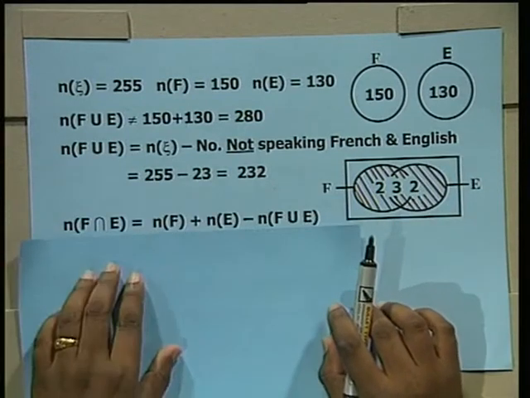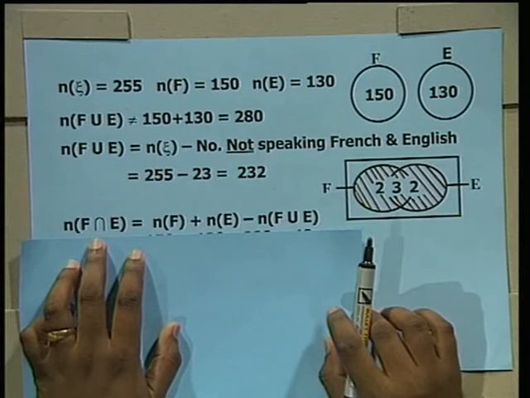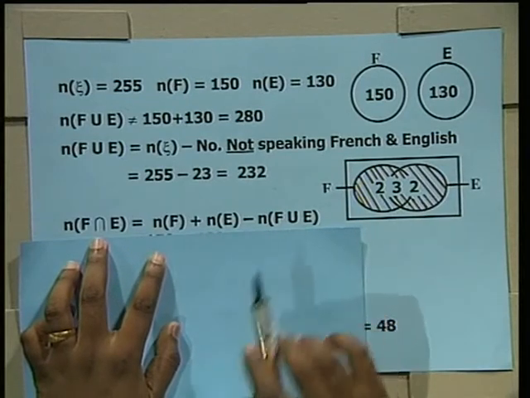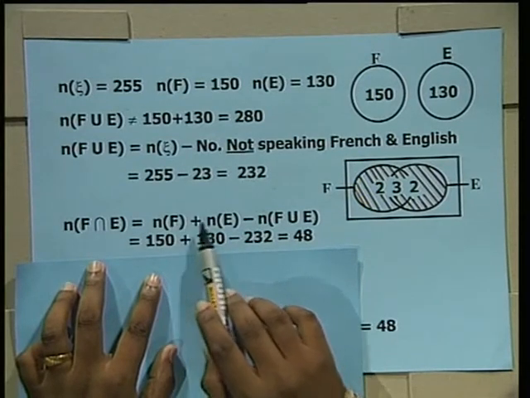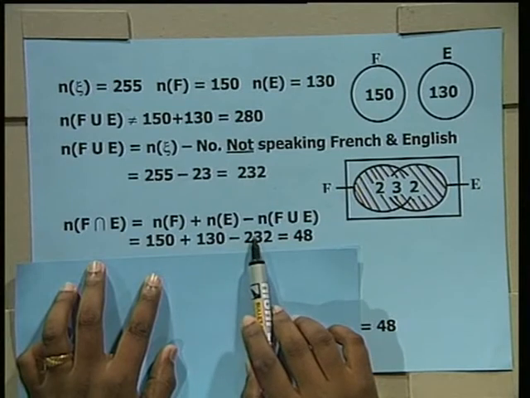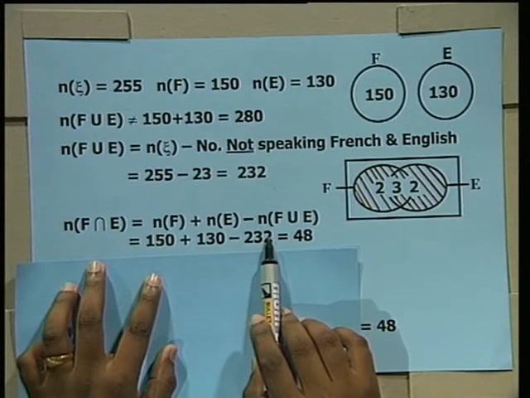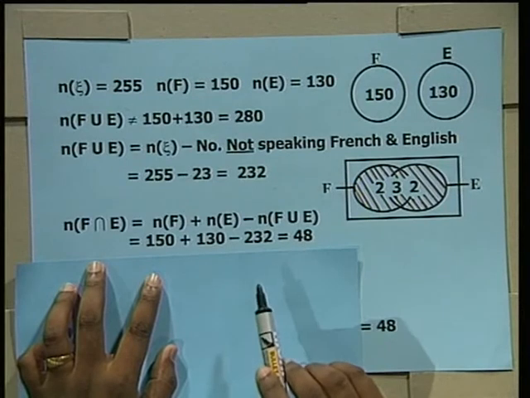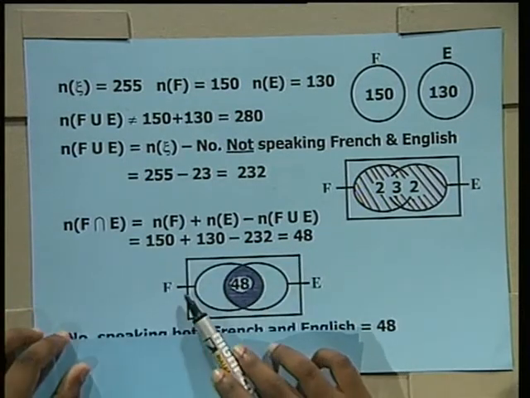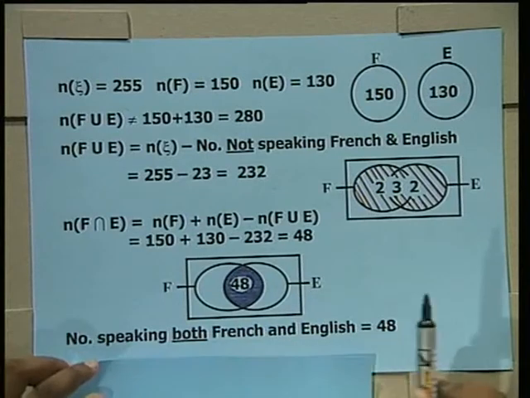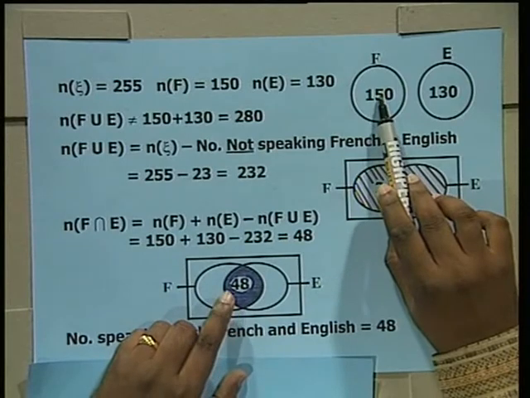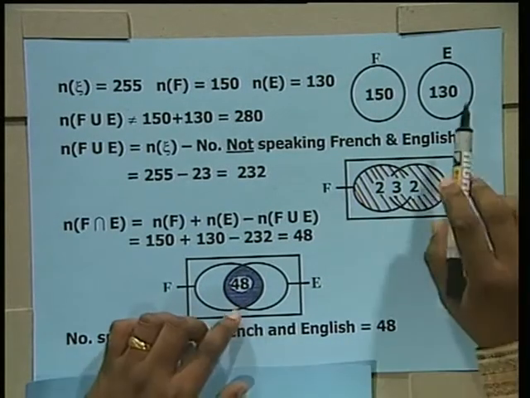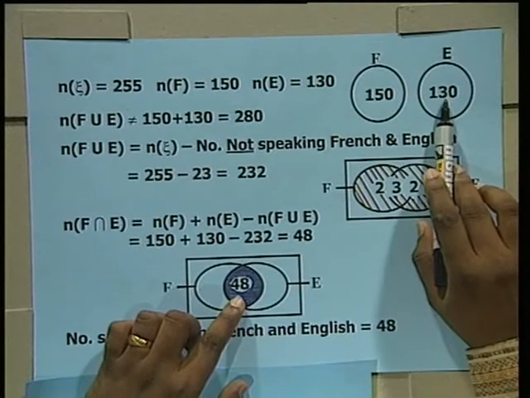Now, number of tourists who speak both French and English is obtained in the following way. The cardinal number of the set F, that is number of tourists speaking French plus number of tourists speaking English, minus 232, which is 48. Therefore, there are 48 tourists who speak both French and English. Therefore, the number speaking French only would be 150 minus 48, and number speaking English only would be 130 minus 48. We have written this for you.